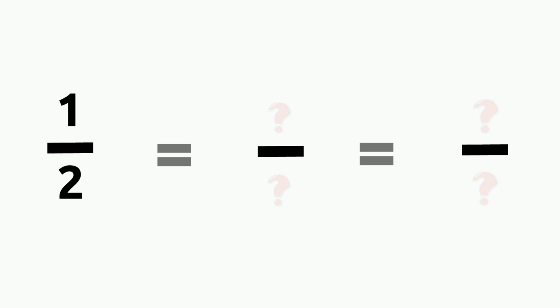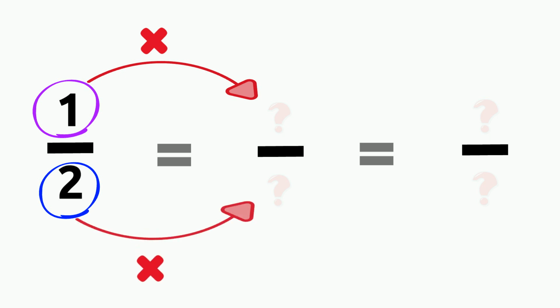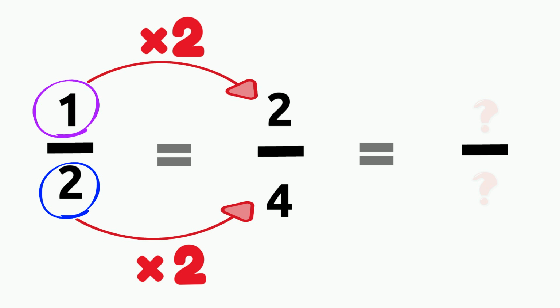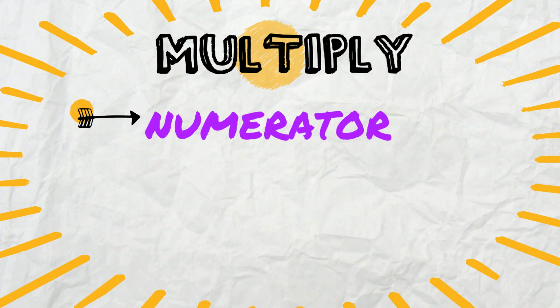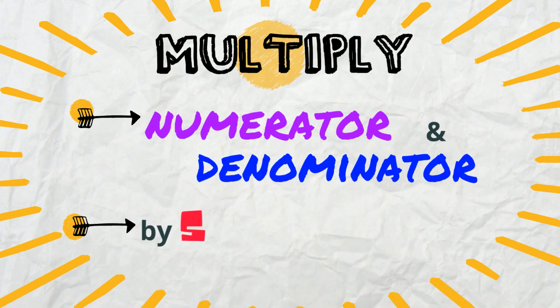Let's find the equivalent fractions of a half. This is the numerator and this is the denominator. We multiply the numerator and the denominator by the same number. Let's multiply the numerator by 2. We get the number 2. Let's also multiply the denominator by 2. We get the number 4. To find equivalent fractions, we multiply the numerator and denominator by the same number.